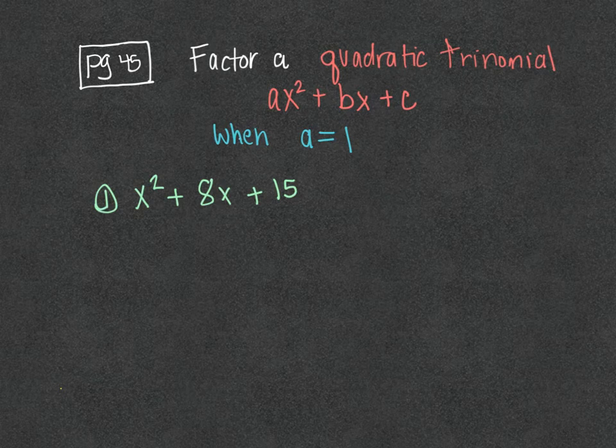All right, we are on page 45 in your notebook, and our objective for this lesson is to be able to factor a quadratic trinomial. Remember that a quadratic, going back to our vocabulary, means that the highest degree that we have is to the second power. And trinomial means that we're going to have three terms. So we have 1, 2, 3 terms.